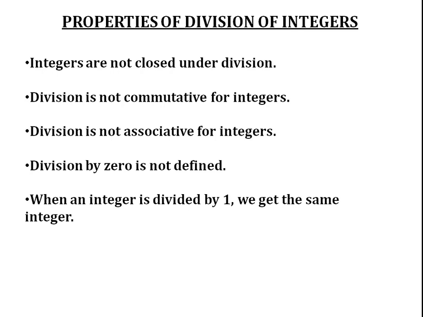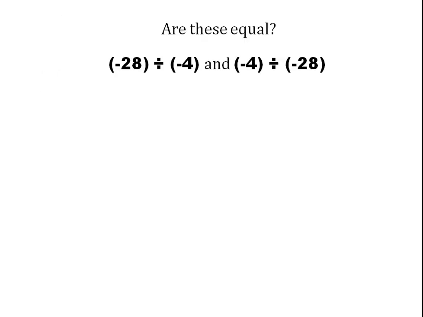Okay, don't worry about properties of division of integers. As division is a naughty child, it never obeys others. Okay. Next one. I'll show you why we are saying that division is not commutative.